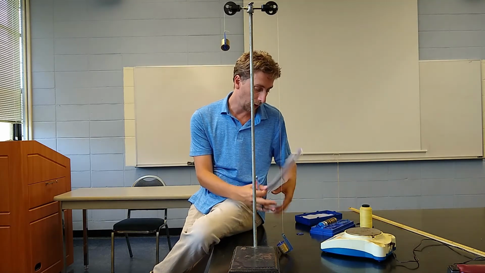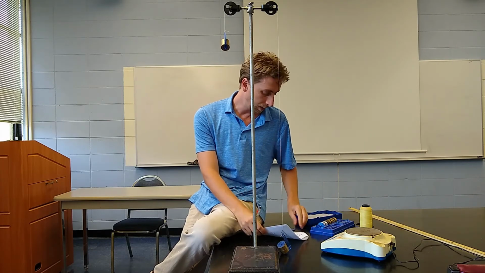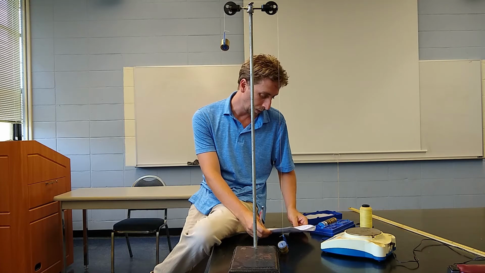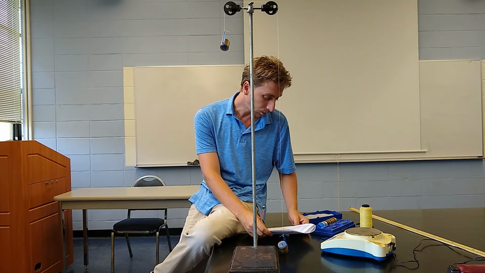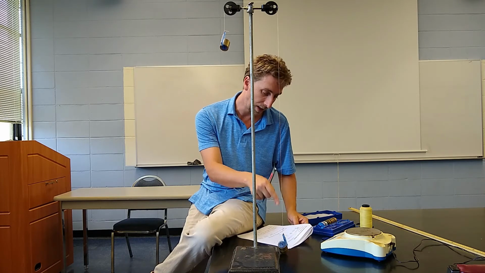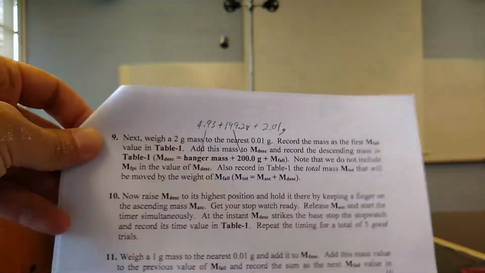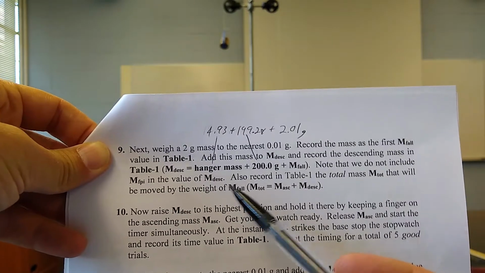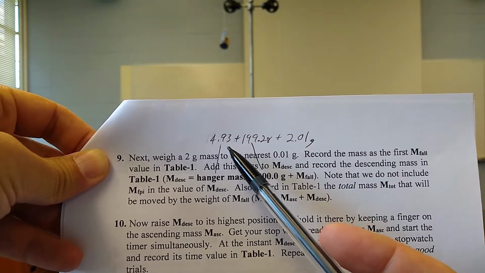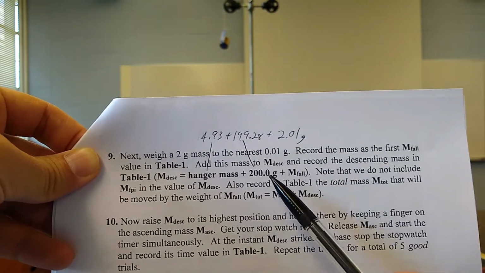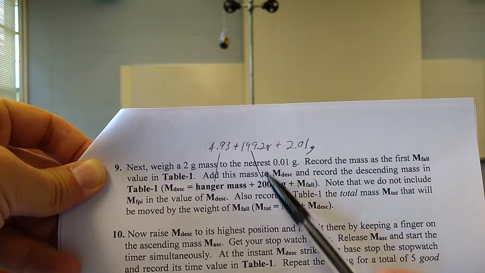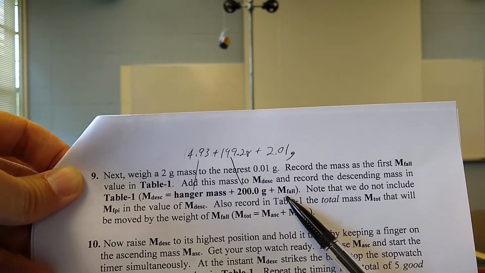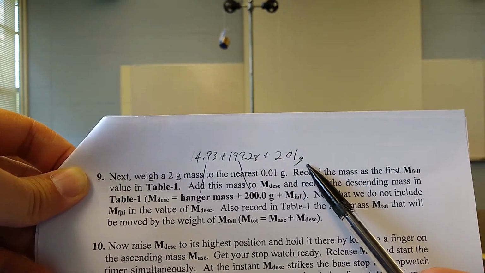So that's the fall times. Apparently the data sheet has a space for 5 fall times for each of the different masses that we're going to add to the descending side. Let me show you the mass we have on the descending side. The hanger mass, which we measured at 4.93 grams. The 200 grams that we added is 199.28. And the mass that is falling, the little extra bit that we added, is 2.01 grams.